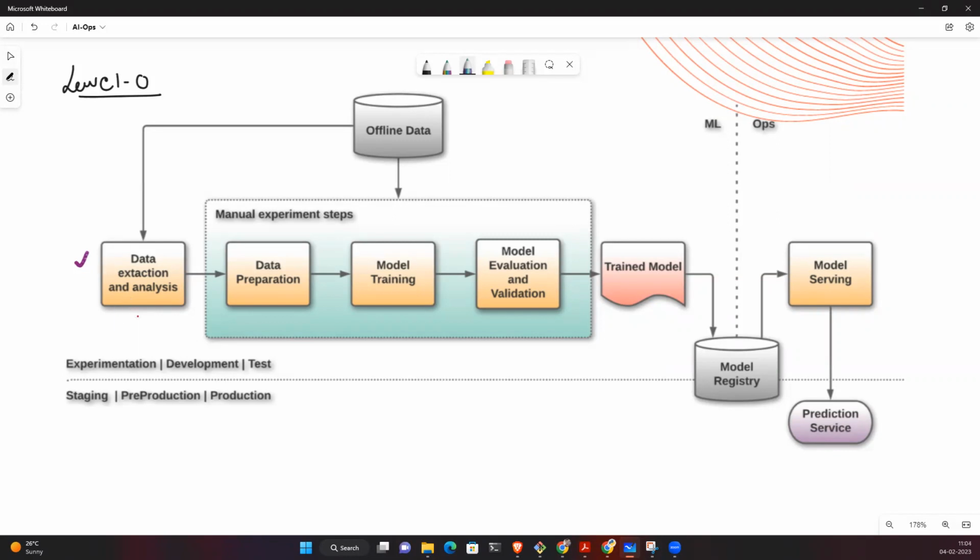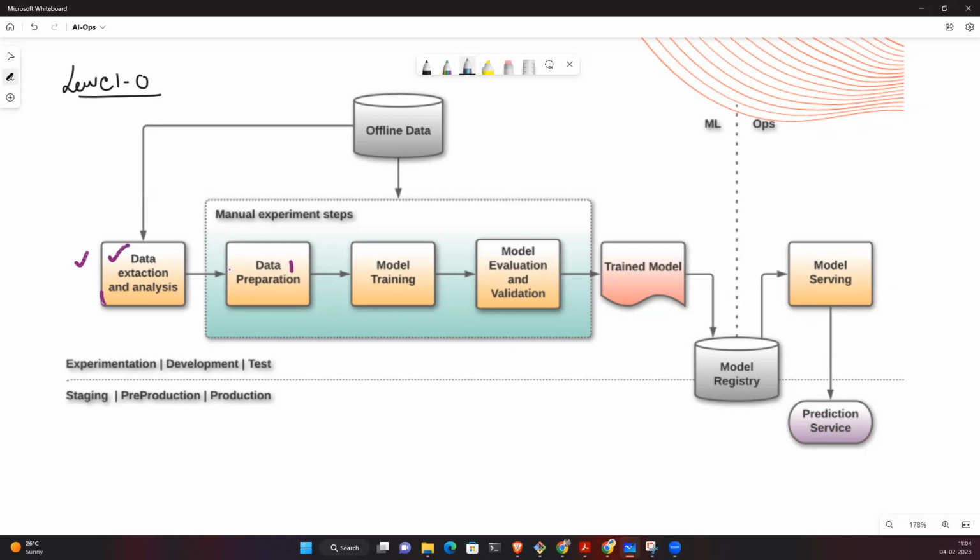So the first part is data extraction and data analysis. Here you are doing all those things. Second thing is data preparation. In data preparation you distribute your data into training and testing, do missing value analysis, fill your missing values, and do standardization. A huge amount of things happen inside data preparation.